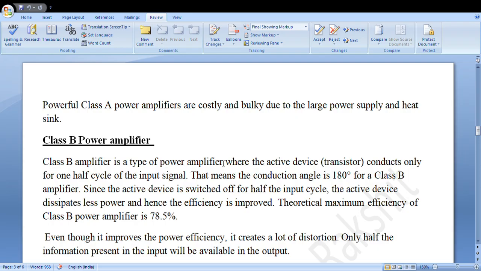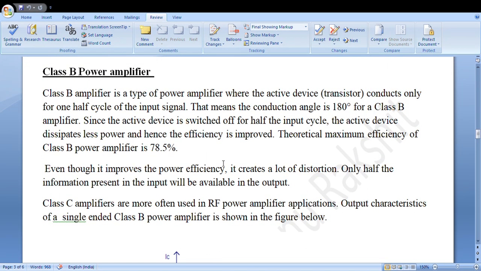Now let us talk about Class B amplifiers. A Class B amplifier is somewhat the opposite of a Class A amplifier, where the fidelity is lower but the efficiency is higher. Normally a Class B amplifier has an efficiency of around 78.5%, although this is theoretical, and the practical efficiency is lower than that.